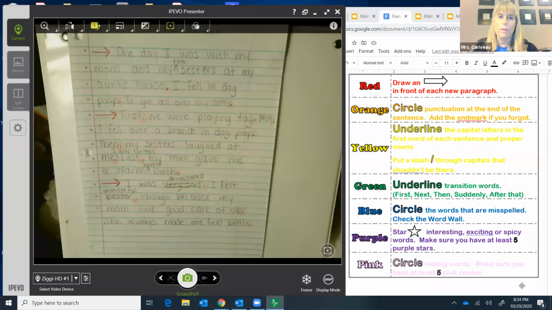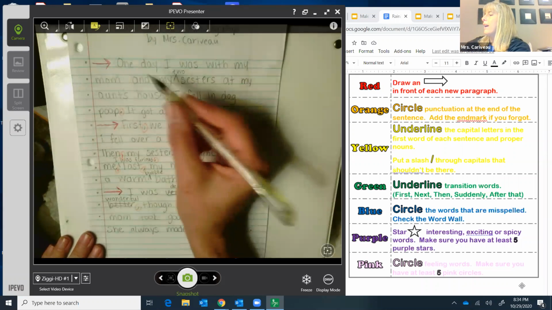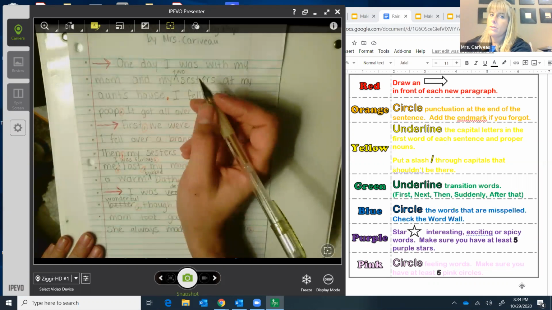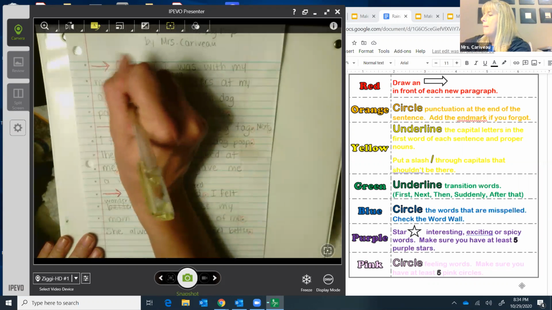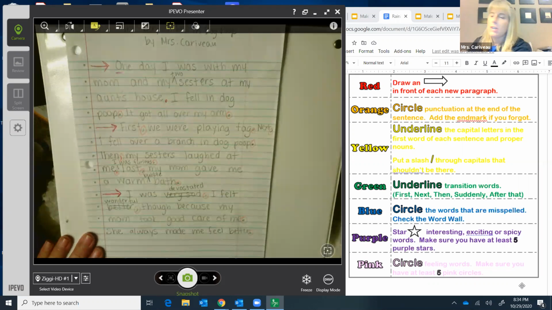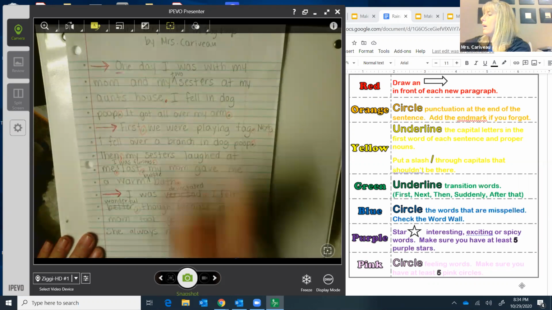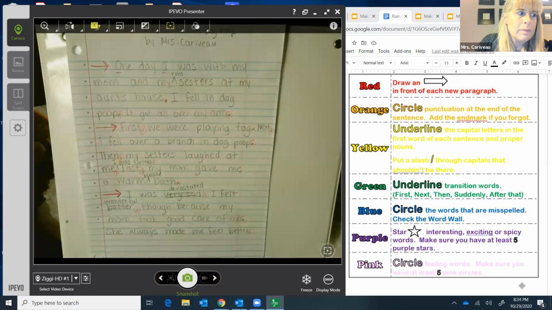Now I move on to yellow. This might be hard for you to see, but for yellow, what I need to do is make sure I have the correct letters capitalized. If I remembered it, like this one, I remembered to capitalize, looks a little orange, that's yellow. Then I just underline it. So one day, oh, there's my capital I. Anytime I stands alone, it needs to be capital.